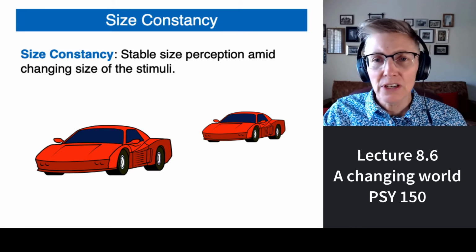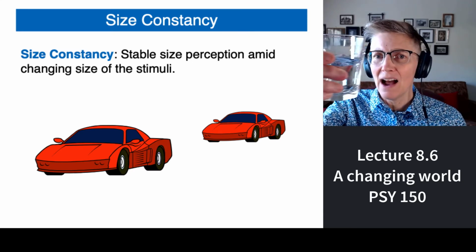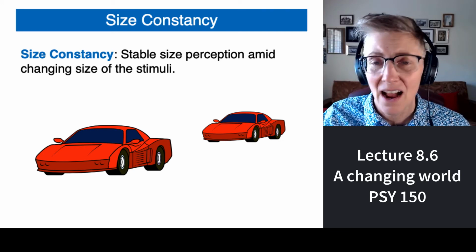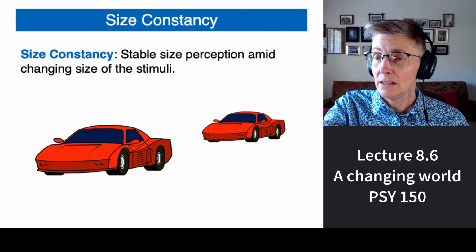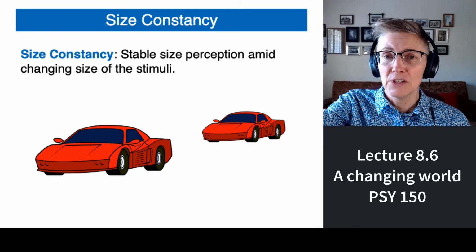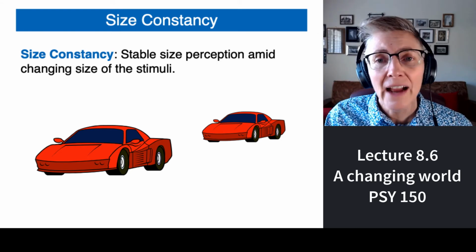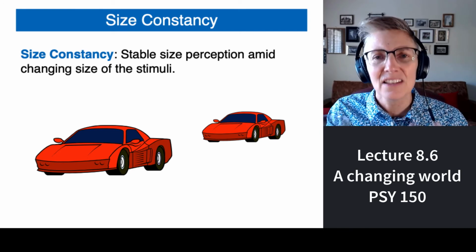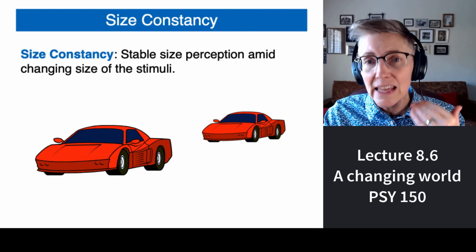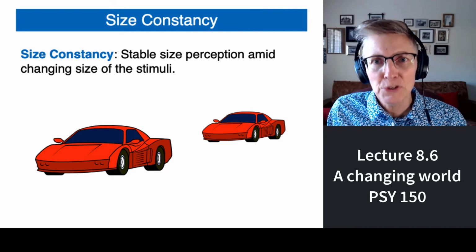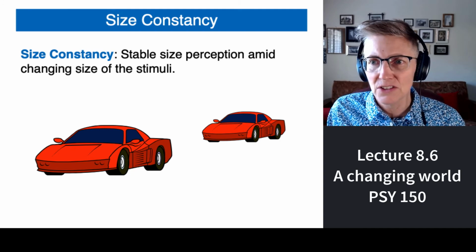When an object comes towards my eye, the image that object projects on my eye gets bigger and bigger, right? So the image here is huge. The image there, it's not so big. But I never see the glass change size. That's size constancy. Even though the image on the back of my eye is changing, my perception of the size of the car stays the same.